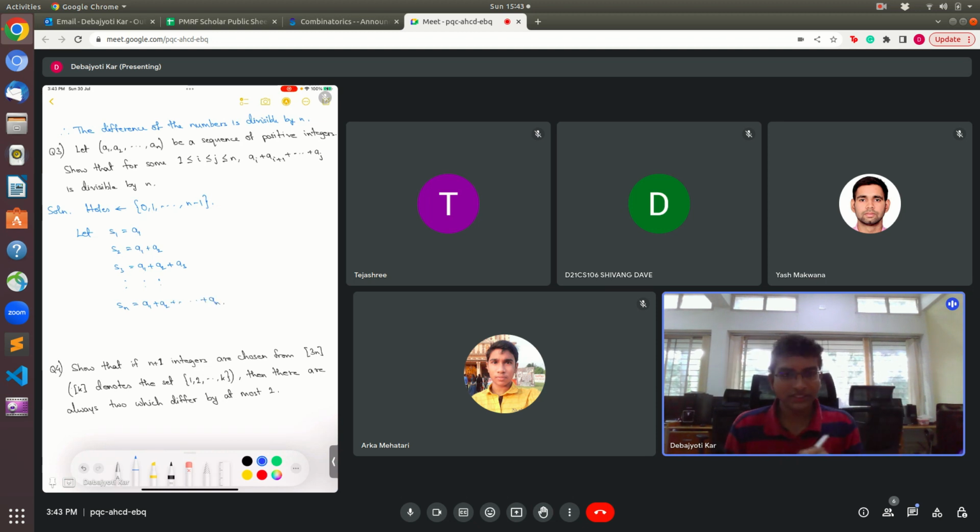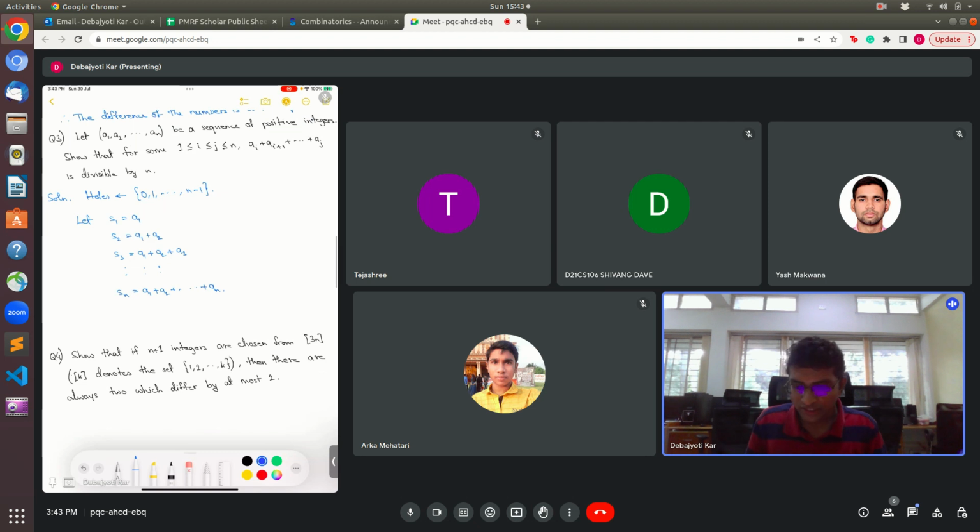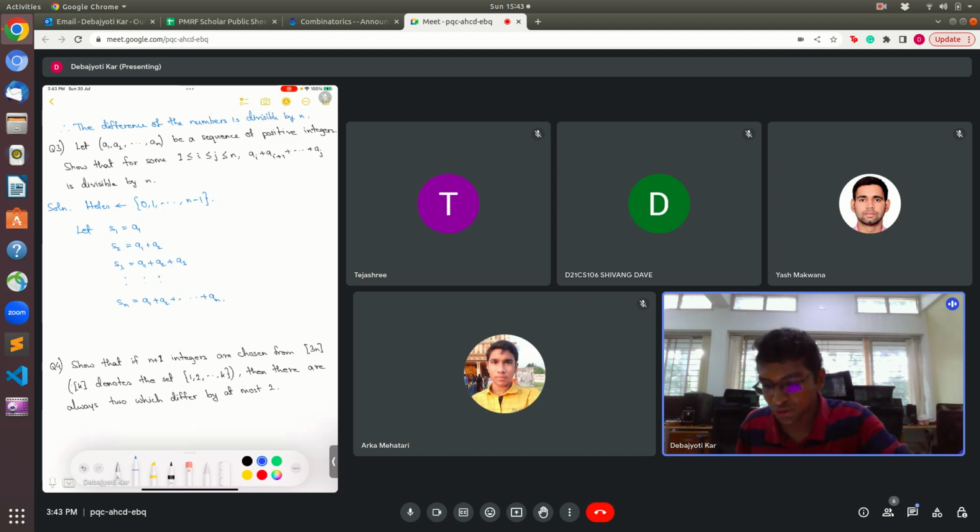Okay, so let's consider these n numbers. Si is just the sum of the first i numbers in this sequence. It is the prefix sum of the first i numbers. Now, if any of these n numbers is divisible by n, we are done, right? We wanted to show that there is some contiguous sequence whose sum is divisible by n.